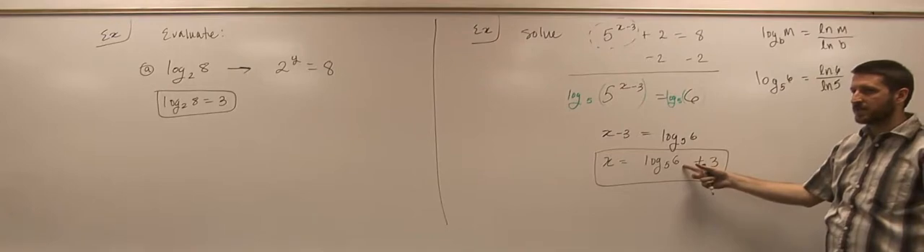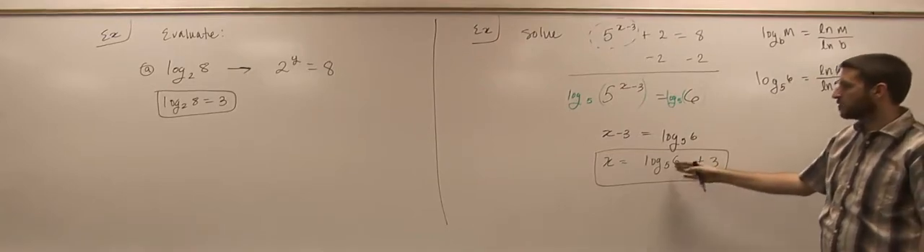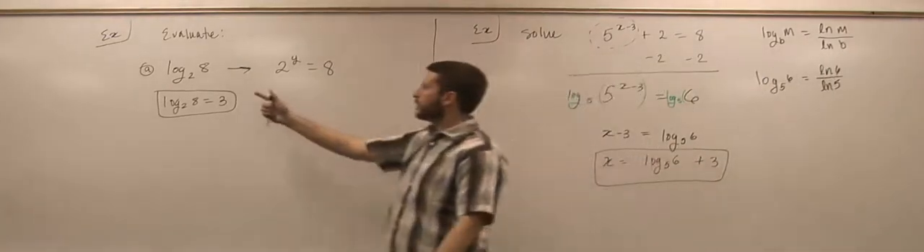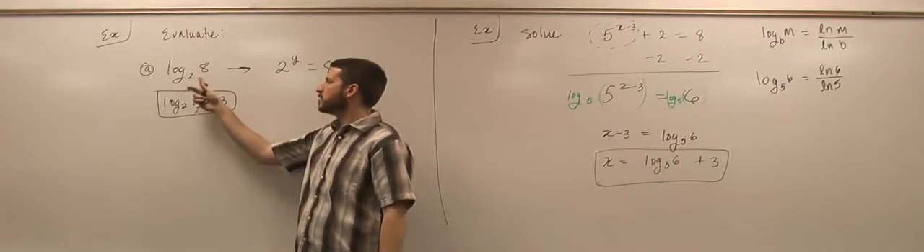Over here, what I was saying is I don't know what power I have to raise 5 to get 6, right? 6 isn't a nice power. So I need an approximation. But if you have a nice power of the base, you don't need an approximation.